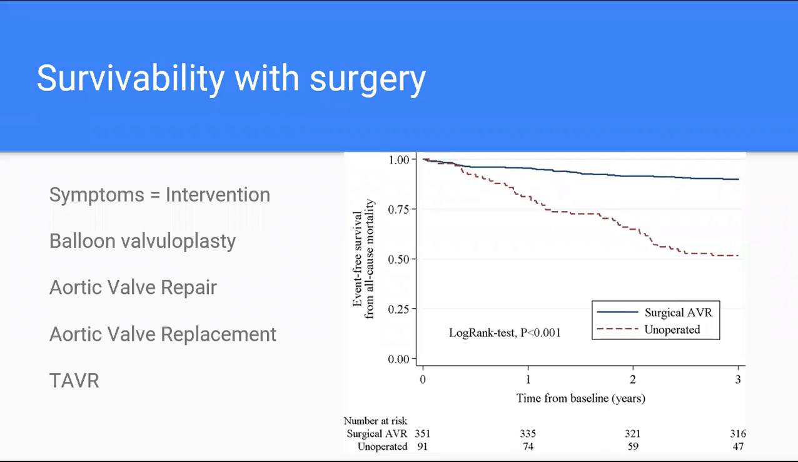All right, so you have symptoms, that means you have to intervene. As you see on the graph, those that underwent surgical valve replacement did much better than those that were conservatively managed. So there are different things that you can do for intervention, balloon valvuloplasty, aortic valve repair, but those are just temporizing measures. What you ultimately need to do is either replace it or do the TAVR.